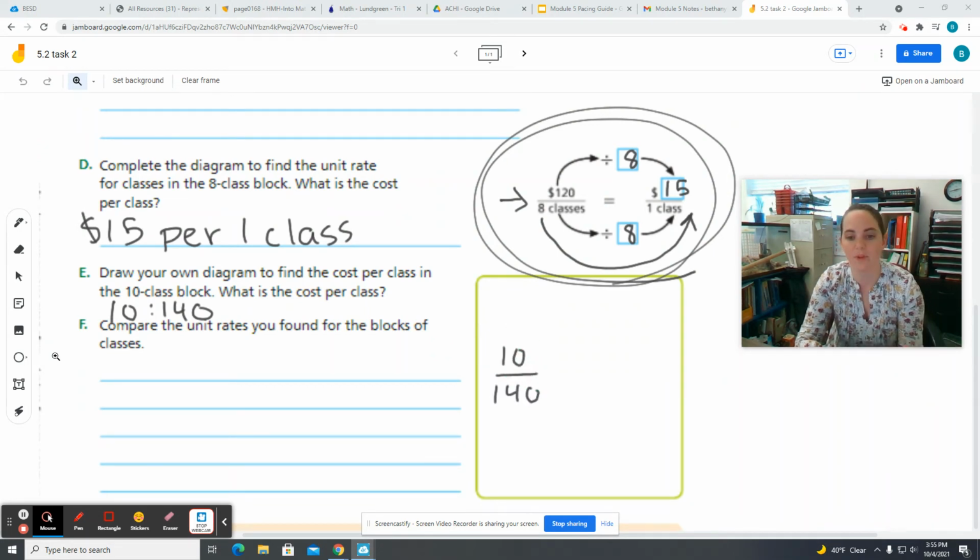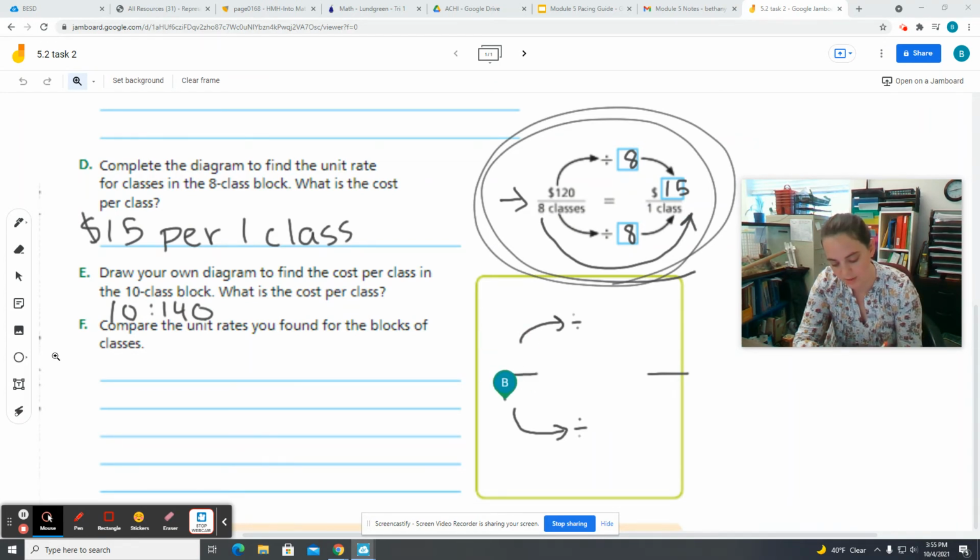Okay? And our diagram is going to look like this. Divided by something. This one's divided by something. And then over here, we want our per, oh, I wrote these upside down. We're going to do this the other way here. We got to put 10 on the bottom. Just like before, we're going to do 10, 140. Right? Because we have our cost on top and then our classes underneath. So that was my bad. I wrote this ratio backwards. Okay, so it should look like that.